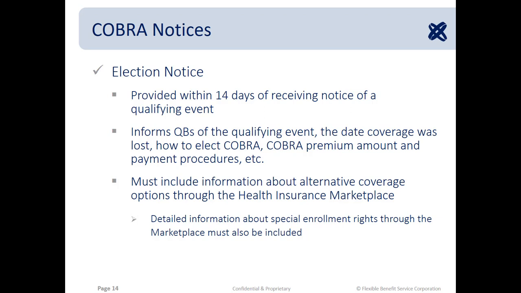Probably the most important notice is the COBRA election notice. This notice must be provided within 14 days of receiving notice of the qualifying event, and it informs QBs of the qualifying event, the date coverage was lost, how to elect COBRA, the COBRA premium amount, and payment procedures. This notice must now include information about alternative coverage options available through the health insurance marketplace, including detailed information about special enrollment rights through the marketplace.